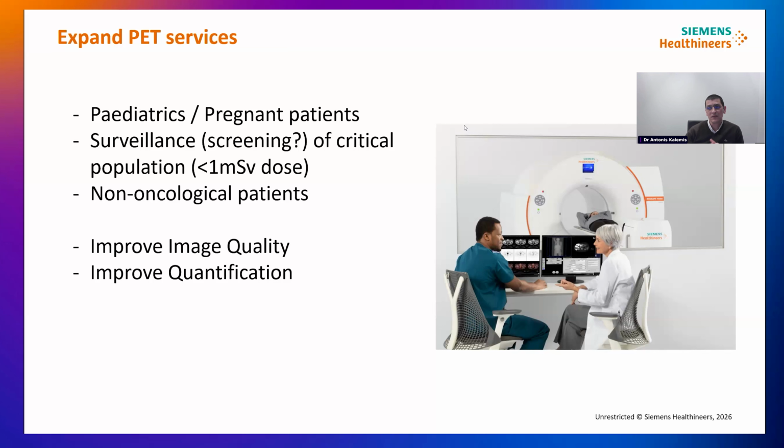We started discussing surveillance or screening. We have sites that are exploring this area of potentially using the large axial field of view PET-CT systems for critical populations that need surveillance for specific conditions. And of course, it's the whole expansion to non-oncological patients where dose is important. The reduction of dose is important. And of course, all this can be done with improved image quality because of the additional sensitivity and the technology that these systems bring in, and of course, improved quantification.